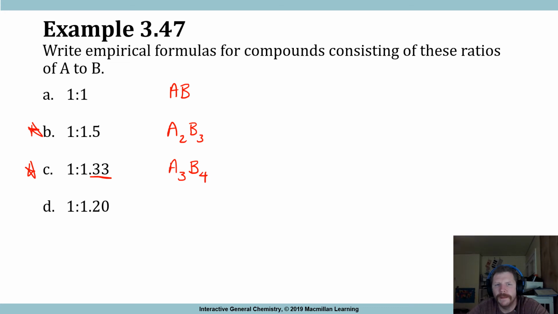And then the last one here, 1 to 1.20. So I see this 0.20 and I'm thinking multiply it by 5. So that means A5B6.